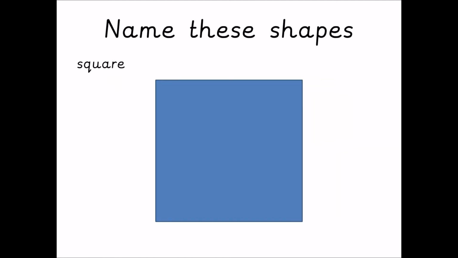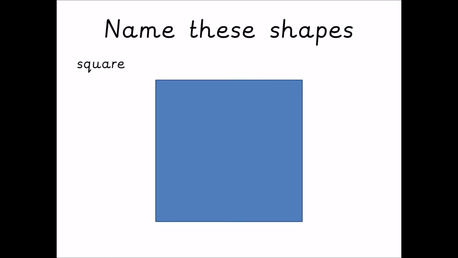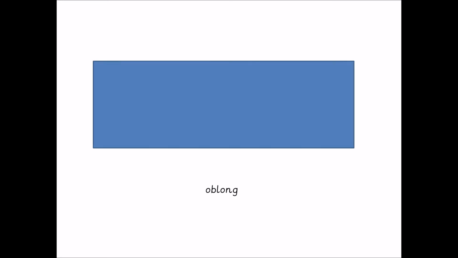But a square is a rectangle that has 4 equal length sides, and an oblong is a rectangle that has 2 sets of different length sides. Okay, so you can say it's a rectangle, but this is also a rectangle, so it's more specific to say this is an oblong.